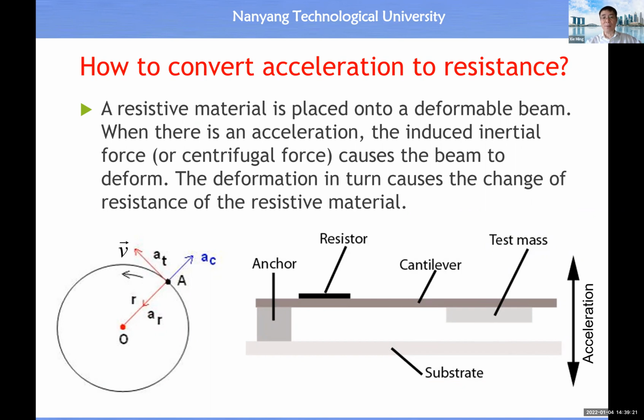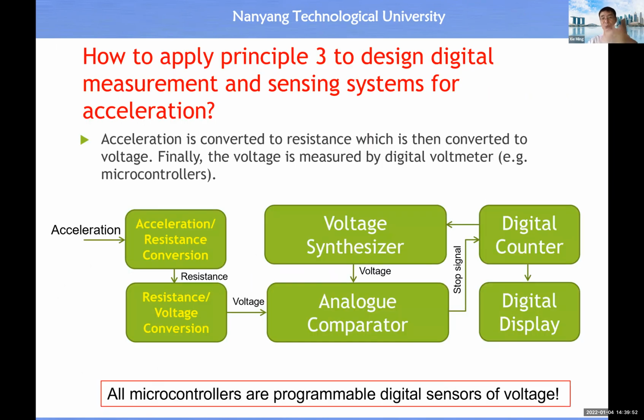When the cantilever deforms, assume here is a strain gauge, then the strain gauge will also be under compression or extension, okay? So when the strain gauge extends, the resistance value will increase. When the strain gauge is under compression, the resistance value will reduce, all right? So this is a way for us to convert acceleration into a value of resistance, all right? So it's quite straightforward. So then it's done already. So that gives you the answer to the use of principle 3.